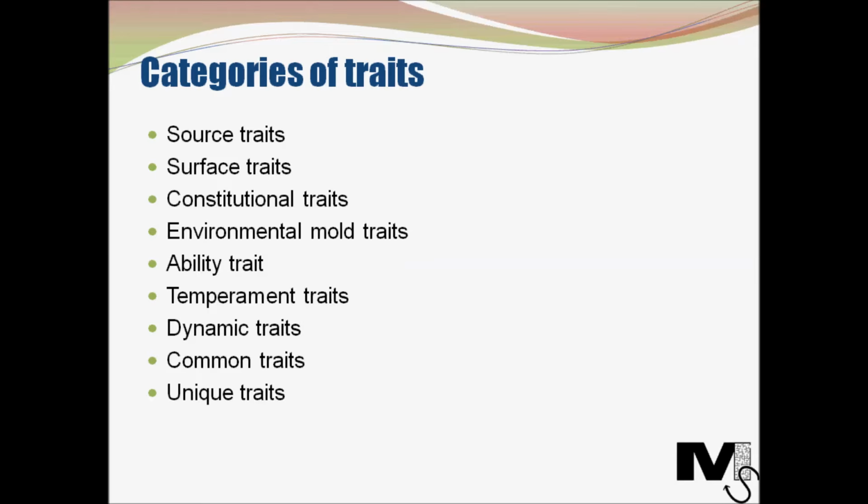Categories of traits. Traits can basically be classified into various factors or trait categories, which are as follows: source traits, surface traits, constitutional traits, environmental mold traits, ability traits, temperament traits, dynamic traits, common traits, and unique traits. Now we look into each of these with descriptions.